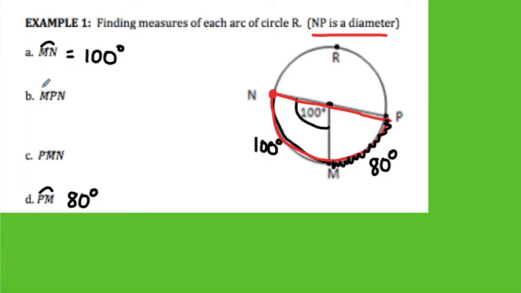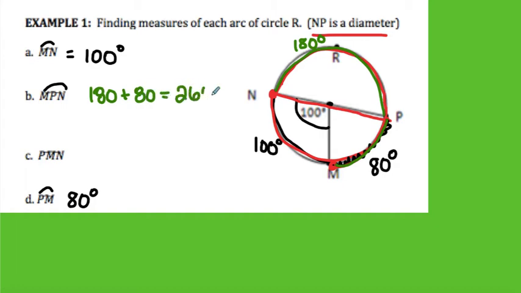Then it asks me for arc MPN. All right, so how do I find that? Well, you start at M, you go towards P, all the way around to N. So we know that this part, the part that I have in green, is a semicircle, so it's 180 degrees. And we know this part is 80, so 180 plus 80 is going to give me 260. So 260 degrees is the measure of MPN.